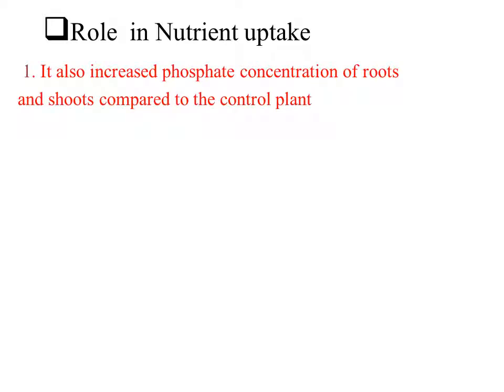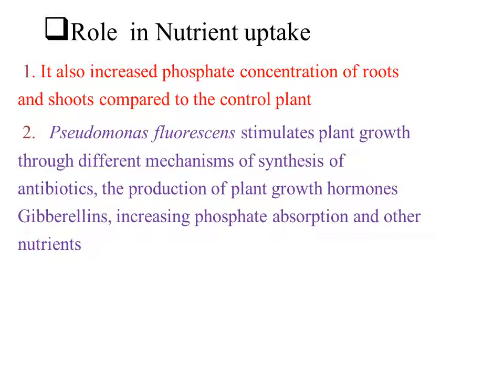It can be used as a biofertilizer also. It has a great role in nutrient uptake. It also increases the phosphate concentration of the root and shoot compared to the control plant. Pseudomonas fluorescens stimulates plant growth through different mechanisms, as we are discussing in the PGPR activity: synthesis of antibiotics and production of plant growth hormones like gibberellins, which increase phosphate absorption and other nutrient uptake in the plant.